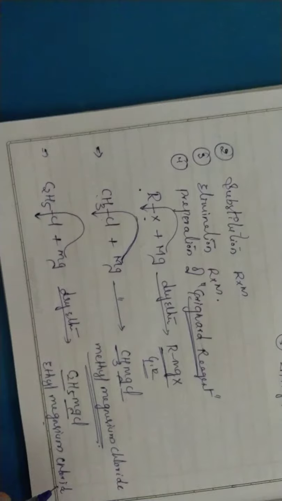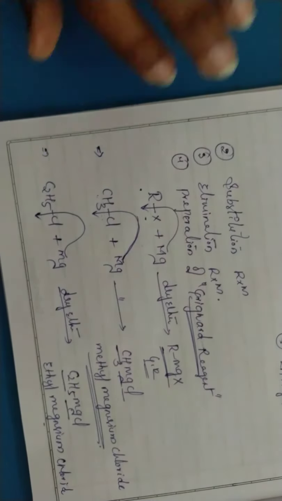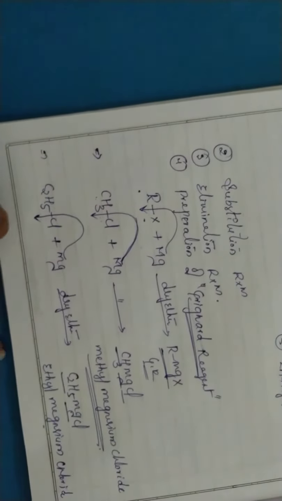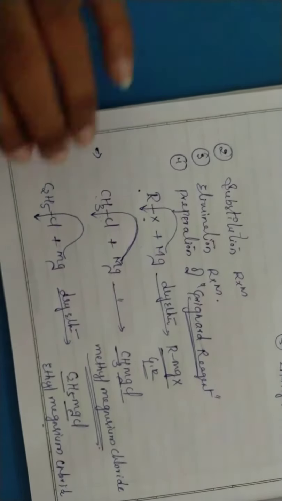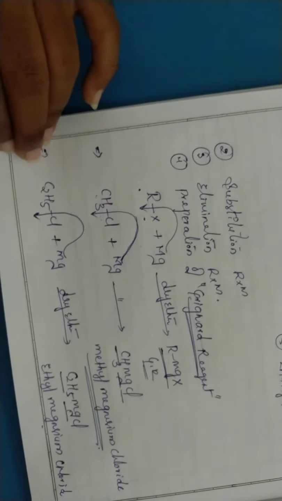Not only Cl, we may take bromine, we may take fluoride, whatever it may be. But mostly chlorine and bromine are more prominent. So it is called ethyl magnesium bromide. This is the preparation of Grignard reagent. It is one of the very important reagents in organic chemistry. So this is about the preparation of Grignard reagent.